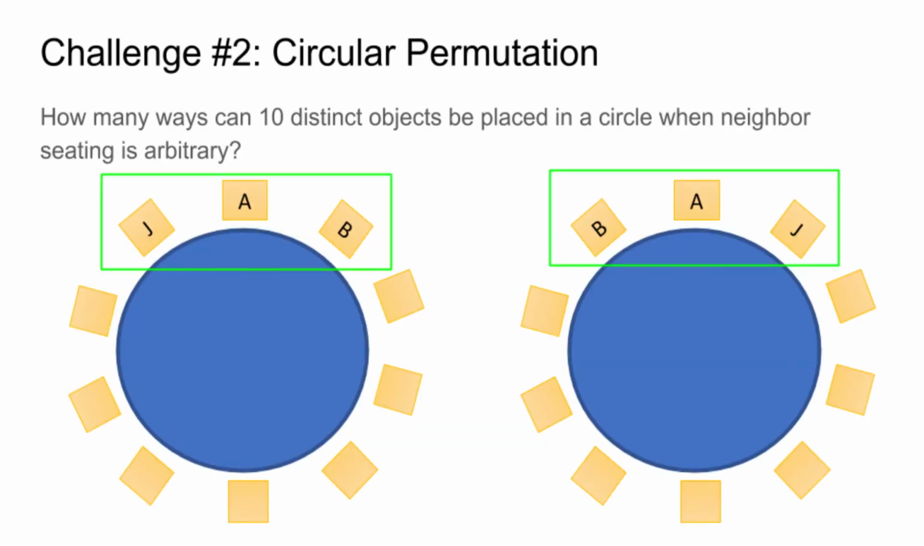Okay, challenge problem number 2. How many ways can 10 distinct objects be placed in a circle when neighbor seating is arbitrary? So person A here doesn't care if person J or B is sitting on the right or left, as long as A is sitting next to J and B. So give those 2 a try, and I'll go over them in the next video.